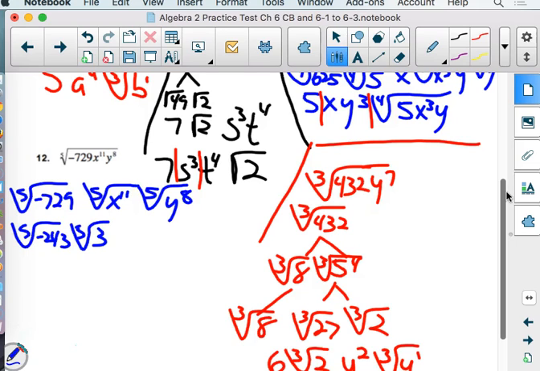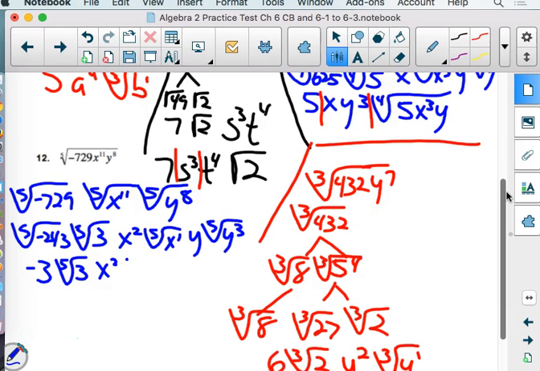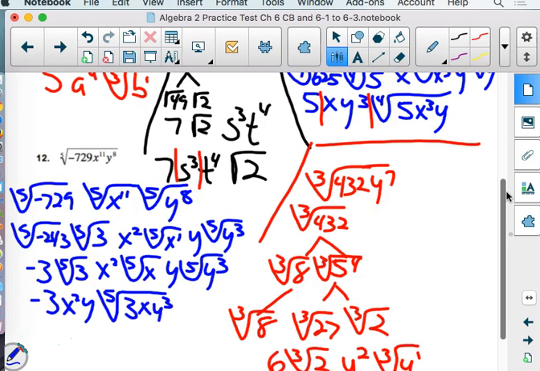5 goes into 11 twice, but with an ugly remainder of 1. 5 goes into 8 once, but with an ugly remainder of 3. So negative 243 was 3 to the 5th power. So this will be negative 3, 5th root of 3, x squared, 5th root of x, y, 5th root of y to the 3rd. And finally, we can put all the pretty stuff out in front and the ugly stuff in the back. Negative 3x squared y, 5th root of 3xy to the 3rd.